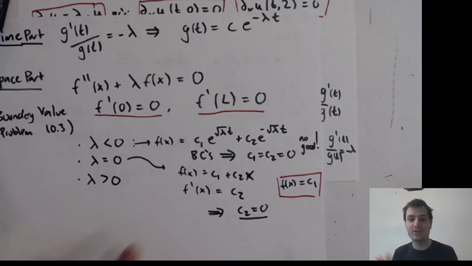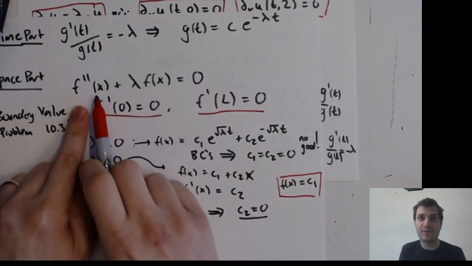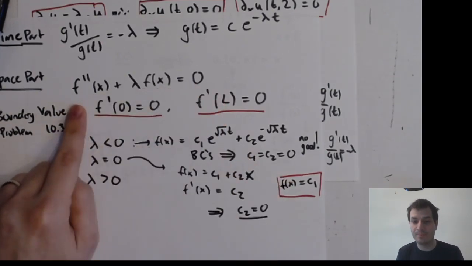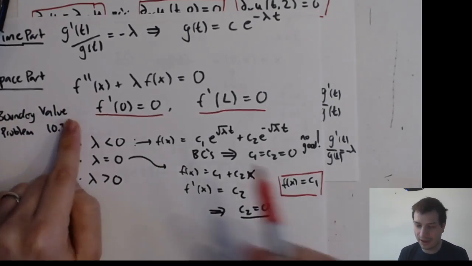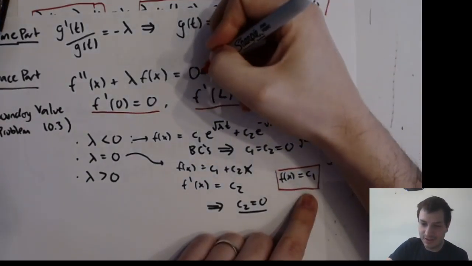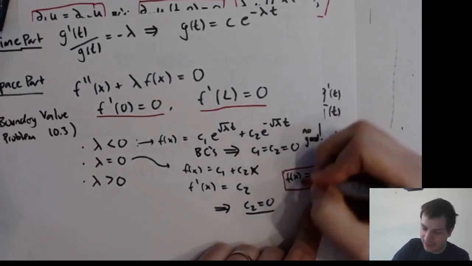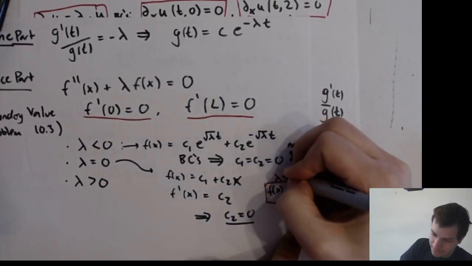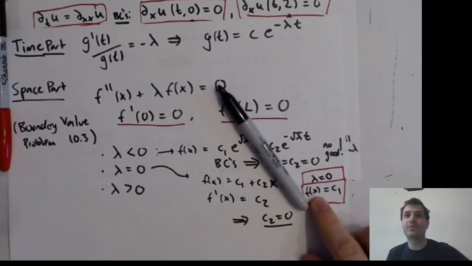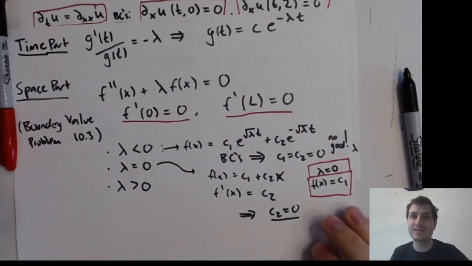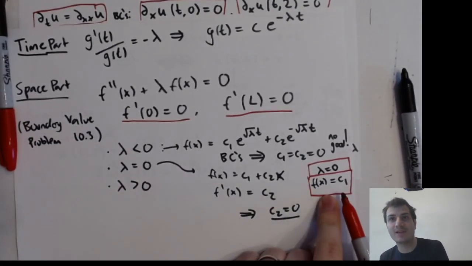That is a constant function. Does the constant function with lambda equals 0 satisfy this equation, two derivatives plus lambda times the function equals 0? Yeah, because lambda is 0. So this satisfies the equation. Does it satisfy the two boundary conditions? Yeah, the derivative is 0 everywhere. So this is a totally valid solution for lambda equals 0. That's one important difference between what we did last time and what we're doing now. Last time, all the eigenvalues were bigger than 0. This time, you can have lambda equals 0.